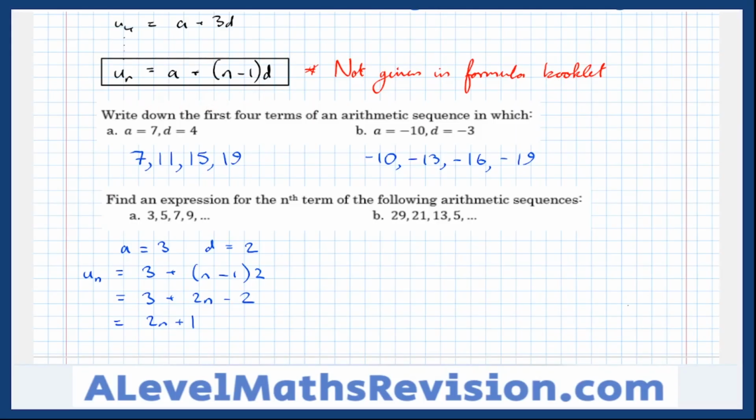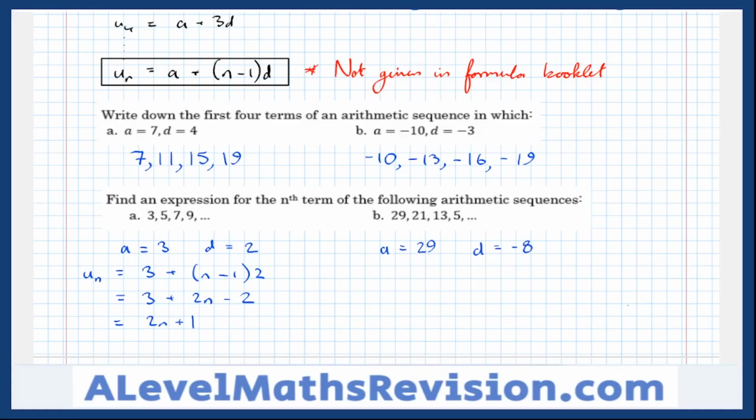So let's do the other one now. So part B, and like we did before, what we should do is write down the first term and the common difference. So in this sequence here, the first term is a equals 29. The first term in the sequence is 29. And the common difference, well, we can see each time it's going down by 8. So the common difference is minus 8.